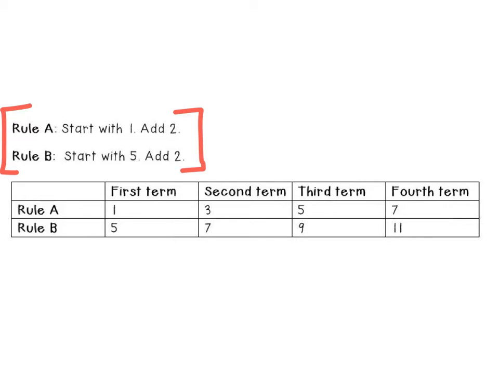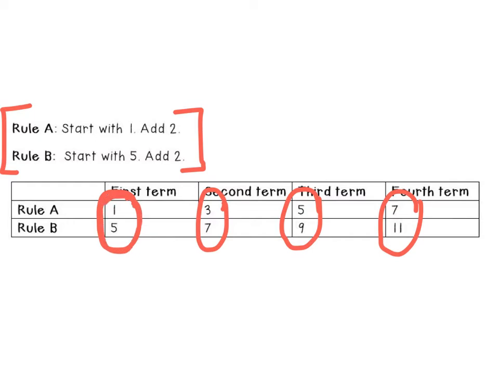So now I need to do kind of what we did yesterday. I need to look within columns and find the relationship between the two rules. Now I'm not going to tell you if it's a plus or minus type relationship or a times or divide type relationship. That's what you need to figure out on your own. So what I'm going to do is look at this first term, which a term is just a set of data. So this first set of data, rule A had 1 and rule B had 5.